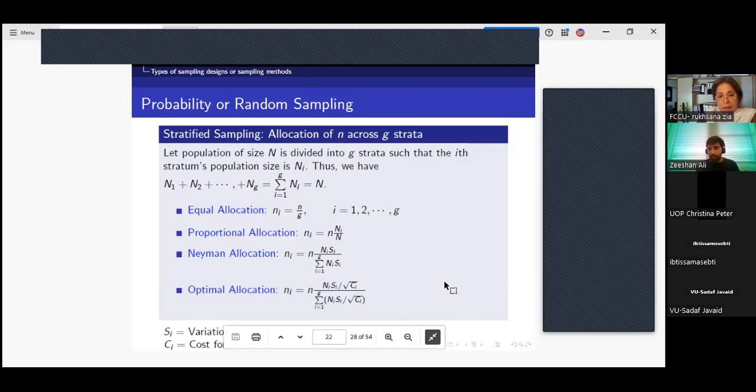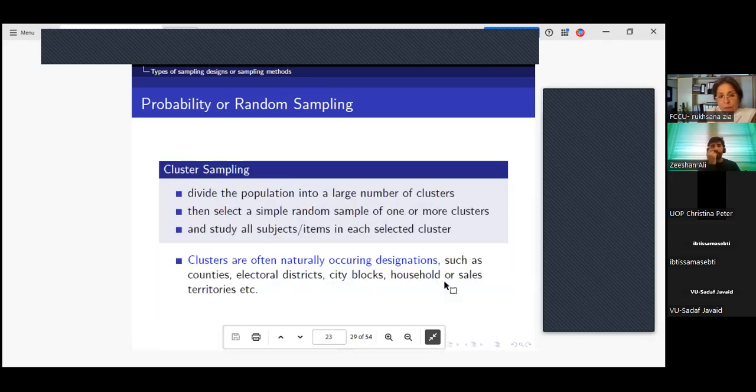So this is how we conduct stratified sampling. Another way of sampling is cluster sampling. Most of the time it is used when we conduct surveys, because in this kind of sampling we have groups which are already designed, for example counties, electoral districts, city blocks, or households. So that sampling is used if we want to conduct a survey.